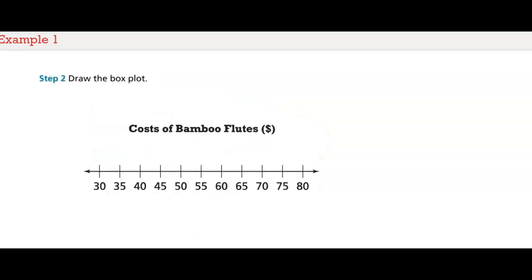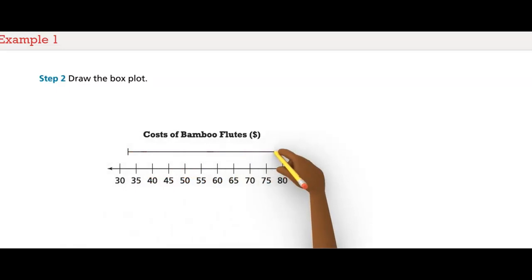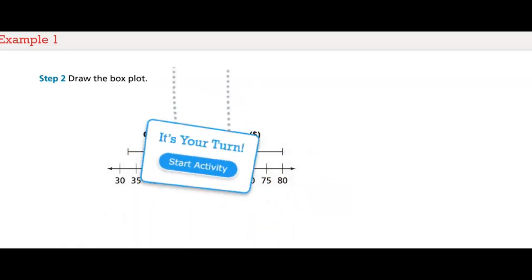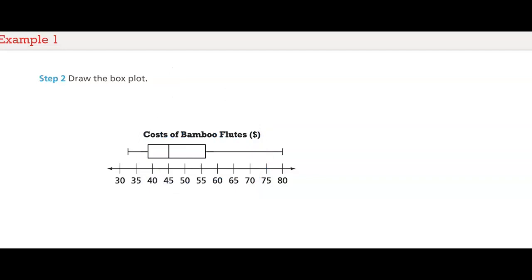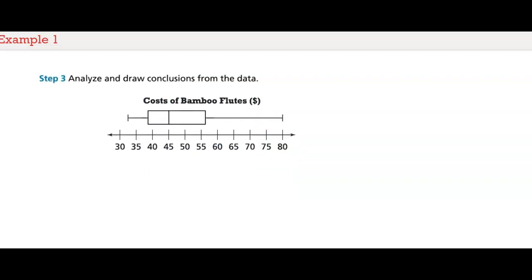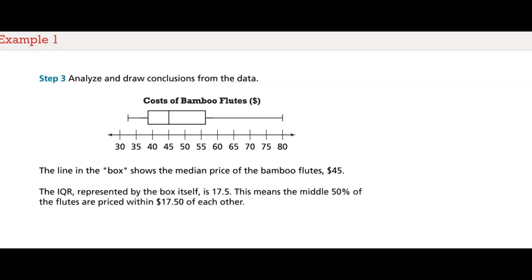Step 2. Draw the box plot. Step 3. Analyze and draw conclusions from the data. The line in the box shows the median price of the bamboo flutes, $45. The IQR, represented by the box itself, is 17 5/10. This means the middle 50% of the flutes are priced within $17.50 of each other. $45 is a reasonable price for the flutes.